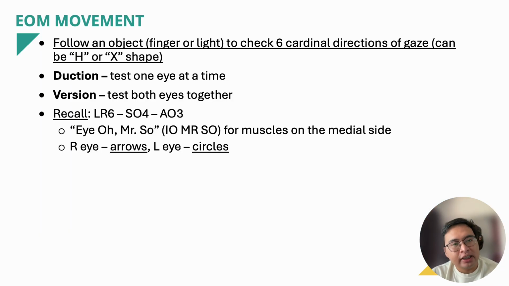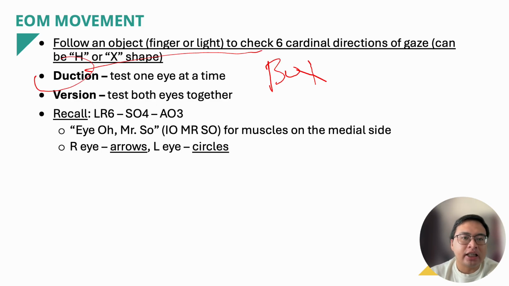Okay. So after the Hirschberg reflex, we could test for the extraocular muscle movements. So for this, you ask the patient to follow an object, so either your finger or your light, and then you check the 6 cardinal directions of gaze. So in checking it, you could either do an H shape, H, or X. Okay? So there are two types that you have to test. Duction, meaning both eyes.